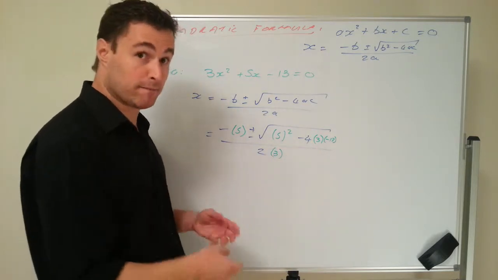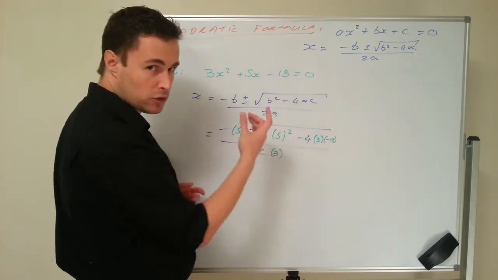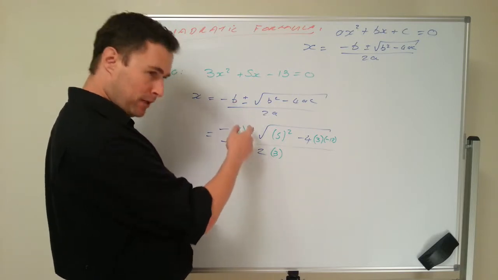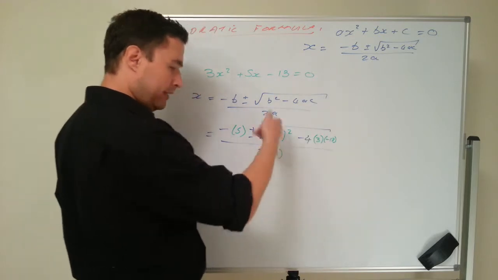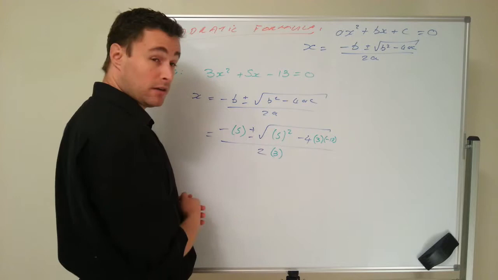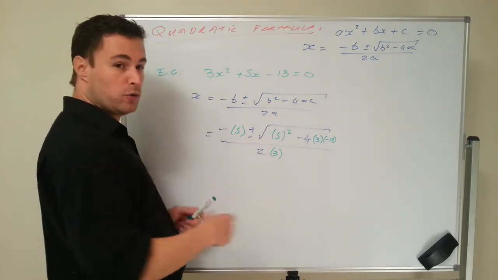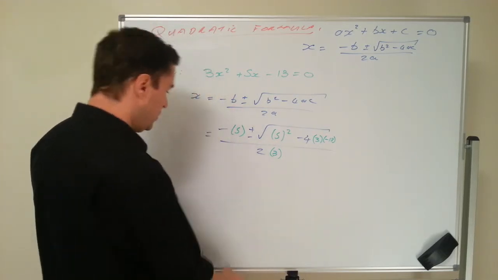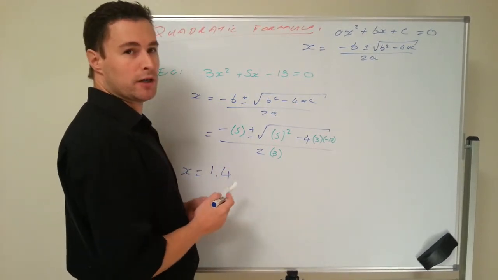So on your calculator, you can literally put this whole thing in using your fraction key. Fraction, numerator, minus brackets 5, plus square root, put all of that in, then go down into the denominator, 2 times 3, or times 6. And you do that the first time, and you will get 1.4. You should get x equals 1.4, if I'm rounding to one decimal place.